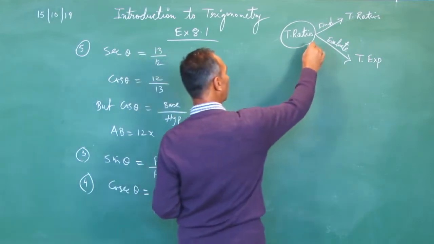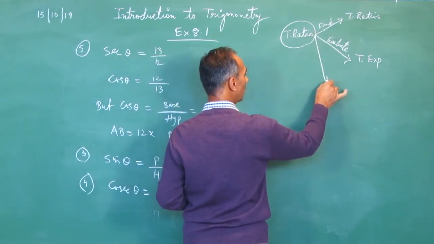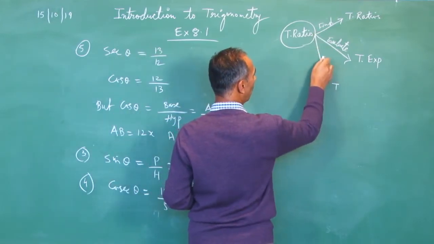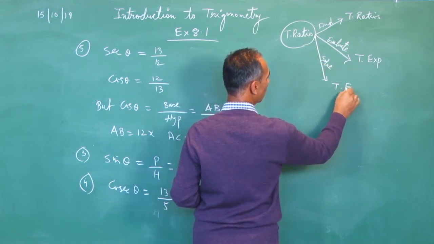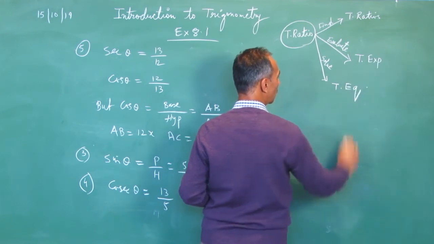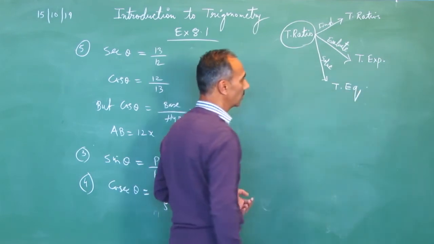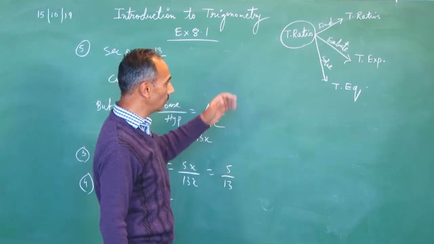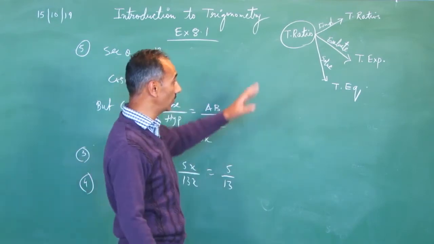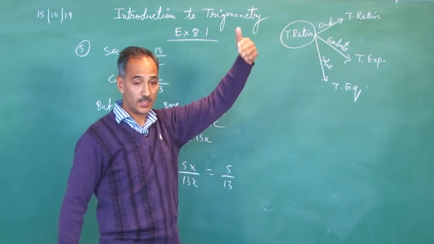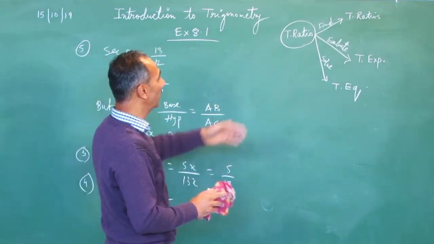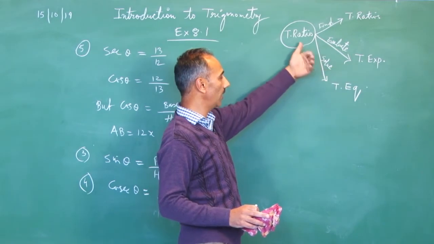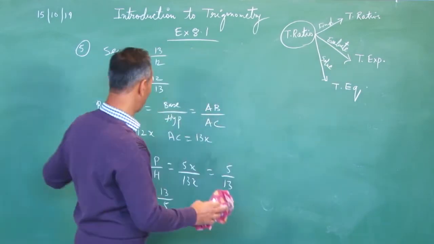And the third area, again a single t ratio given, you are asked to solve. What? A t equation. This is an equation. This is an expression. This is an equation. So this full exercise is based on these. We did the first one: one t ratio given, other t ratios to be found. Let's see how we evaluate t expressions and how we solve trigonometric equations.